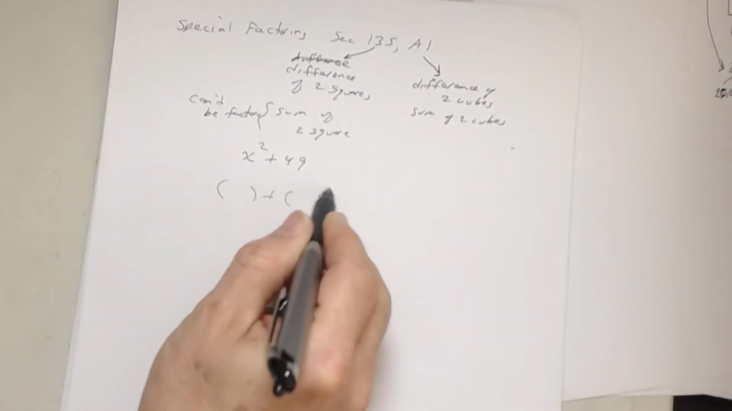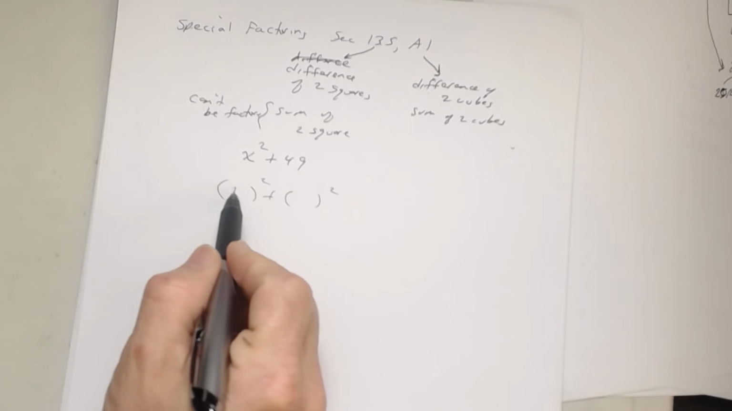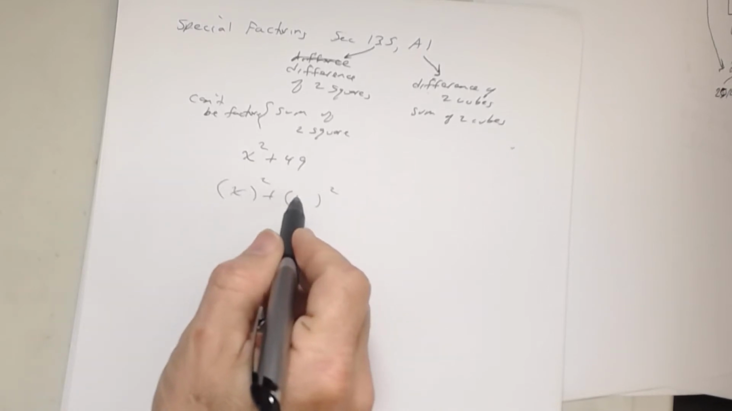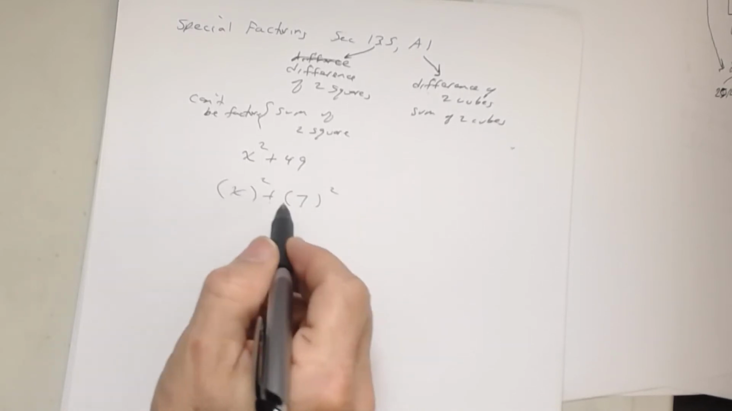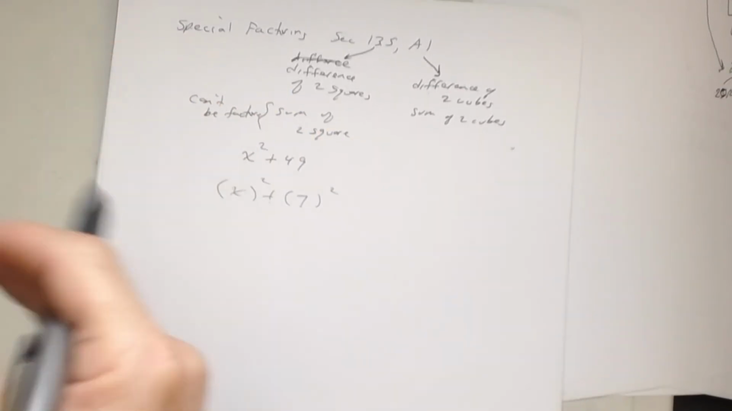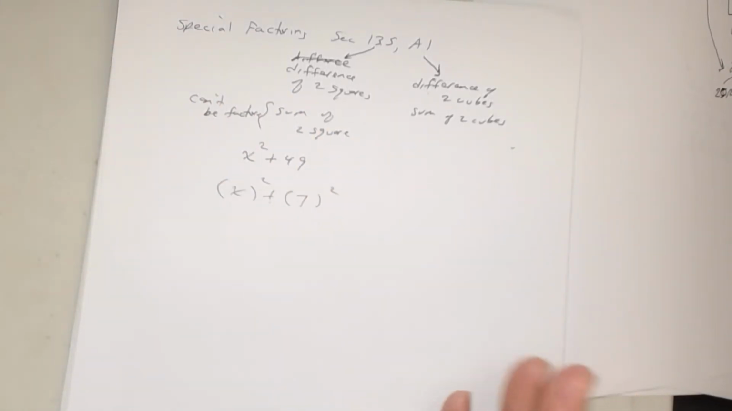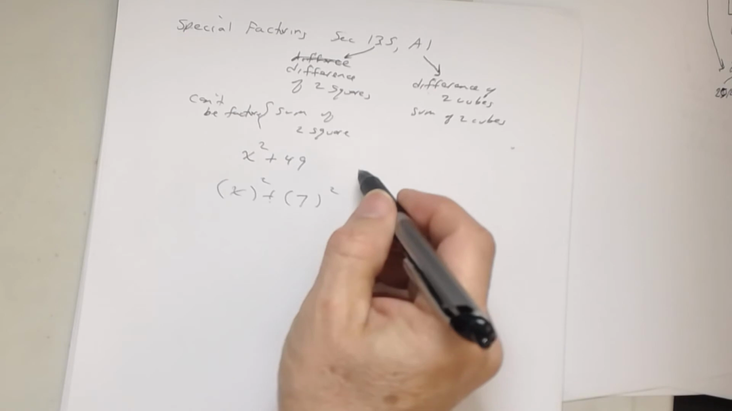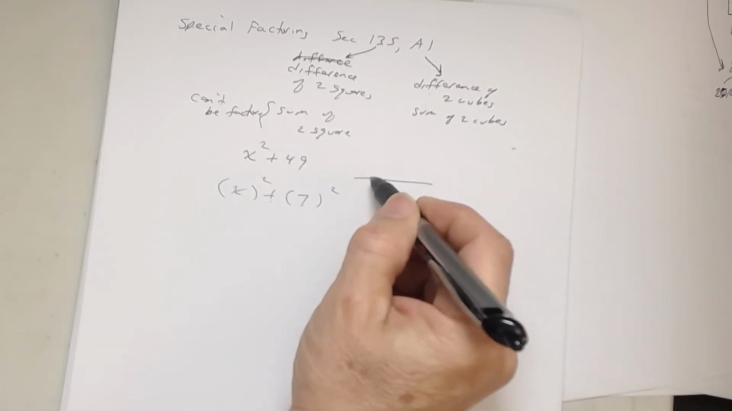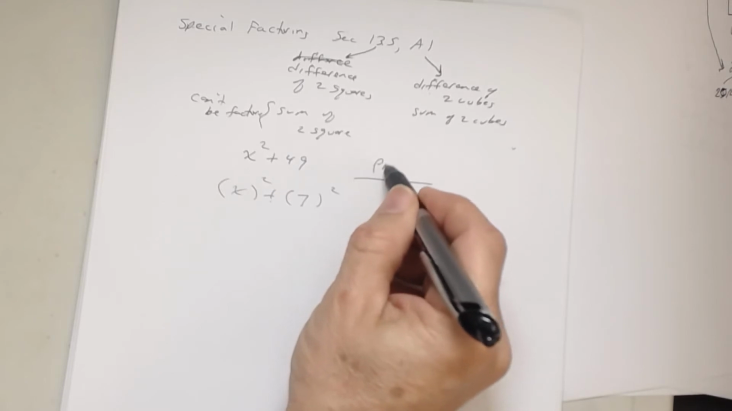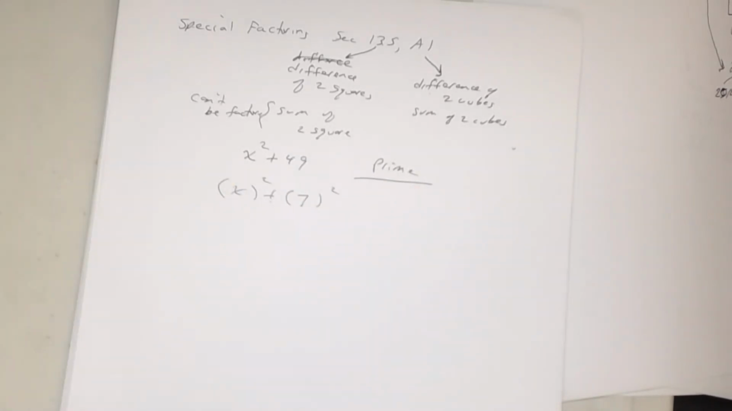You want to fill in those parentheses. So x goes in the first one, and 7 goes in the second one. That is the sum of two squares, but we saw that we cannot factor the sum of two squares. So if it was x squared plus 49, what would you put in that blank? What word? Prime. You put the word prime, meaning it cannot be factored. So the sum of two squares cannot be factored.